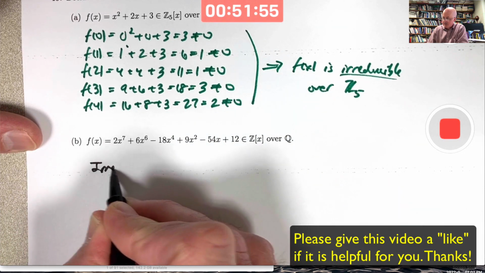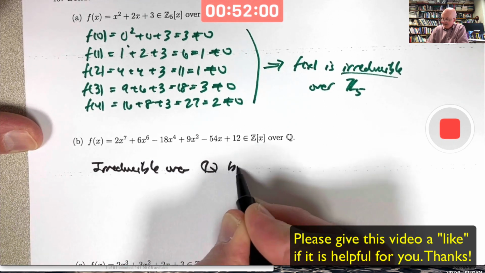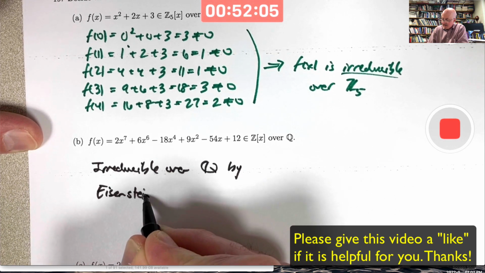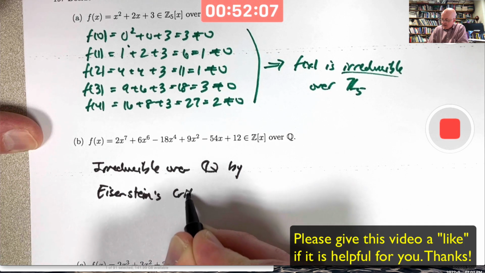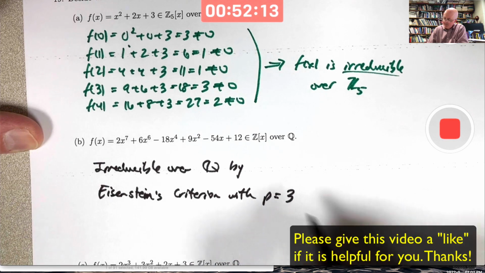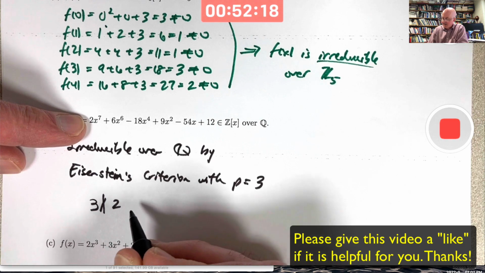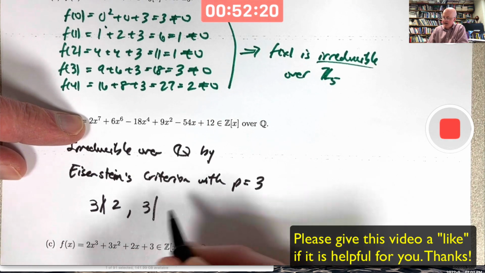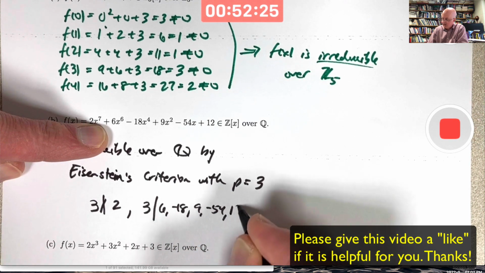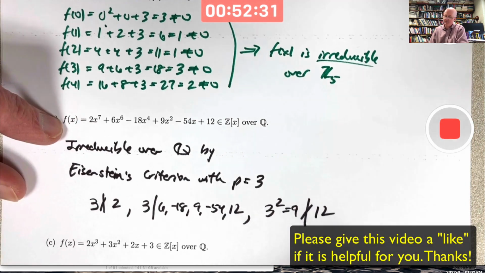This is irreducible over Q by, not Einstein, but Eisenstein's Criterion with P equal not to 2, but to 3. 3 does not divide the coefficient there of the highest power. 3 does divide the other coefficients, 6, negative 18, 9, negative 54, and the constant term 12. But 3 squared, which is 9, does not divide the constant term 12.